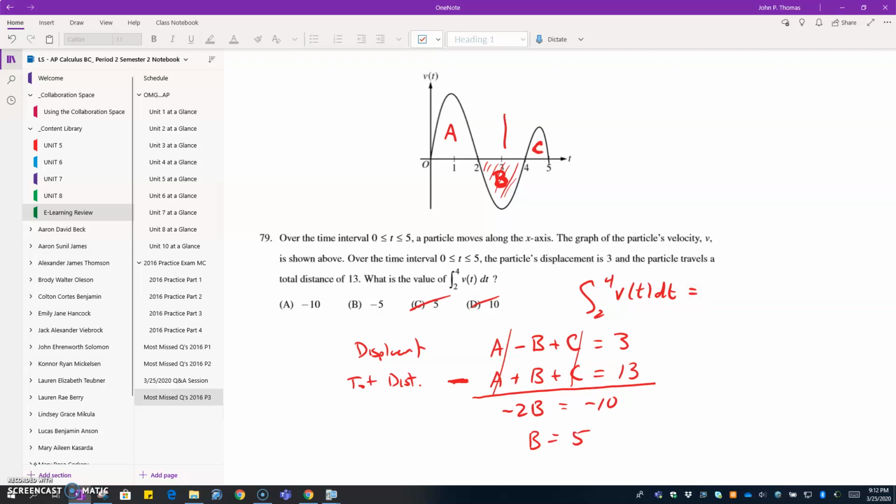So when I look at it, the magnitude of that area has to be a 5. But we know that that area is below the x-axis, and it's just asking for the displacement from 2 to 4 because there's no absolute value around that v of t. So since it's negative, I'll toss a negative in front, and I've got negative 5. B would be my correct answer. Hope that helps.